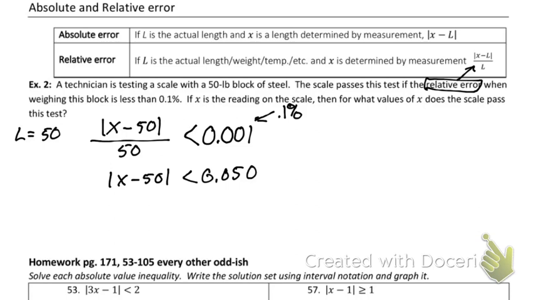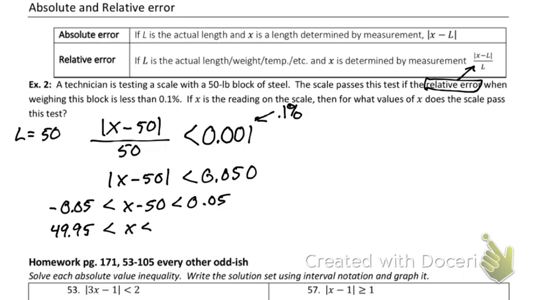A less than symbol is an "and" symbol. It's one we can turn into two inequalities. So negative 0.05 needs to be less than x minus 50, which needs to be less than 0.05. Now we just need to add 50 to both sides. So we have 49.95 is less than x, which is less than 50.05.